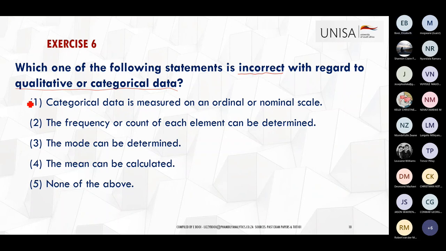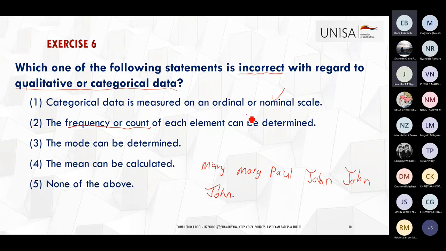Is number one correct? Let's use elimination in terms of the incorrect statement. Yes, number one is correct about categorical data. In categorical data, can we calculate frequencies and count? Can we display or determine the frequency? If I have in my class Mary, Paul, John, can I summarize this and count how many Marys I have? Yes. So a count of frequency can be determined.